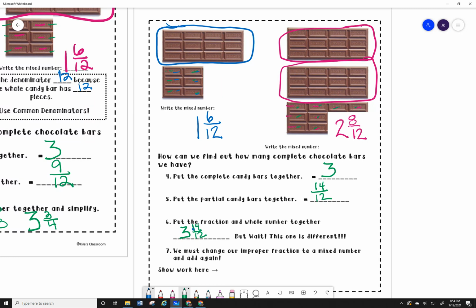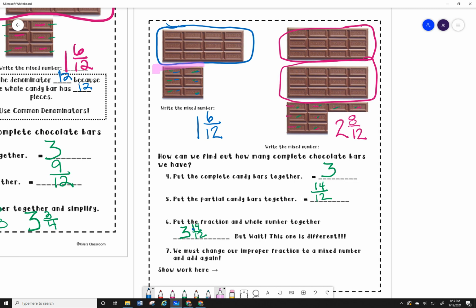But this is different. Something is different about this fraction. And what I'm looking at is a fraction where my numerator is larger than my denominator. Another way to think about that is a fraction whose value is more than 1. And you can kind of imagine that with this image. If I were to take these 6 pieces over here, let's get a highlighter here for a second.